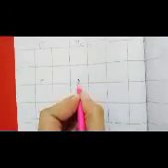Write with me. Rabbit. Starting point. It is down, down, down. Go up and turn a little. Good. The sound is r. Complete these pages with the help of your parents.